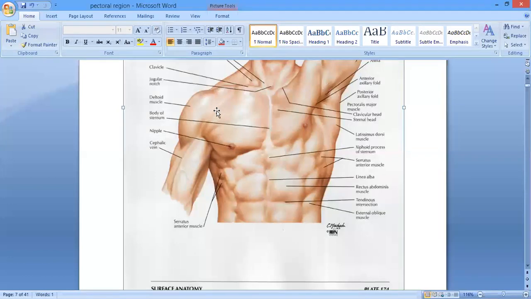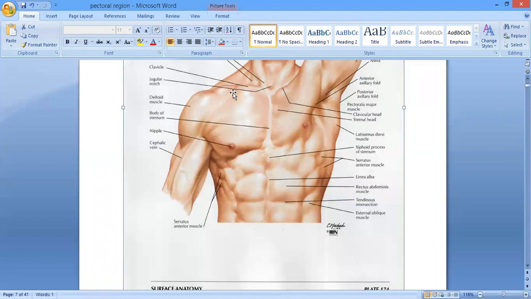Deltopectoral groove. Its name represents that it is present between the pectoralis major muscle and the deltoid muscle. This is a deltoid muscle. ठीक है? That is called the deltopectoral groove. Is it clear? And over here you can see this infraclavicular fossa. It is basically a triangular depression over this region. ठीक है? ये triangular depression है इस region में.